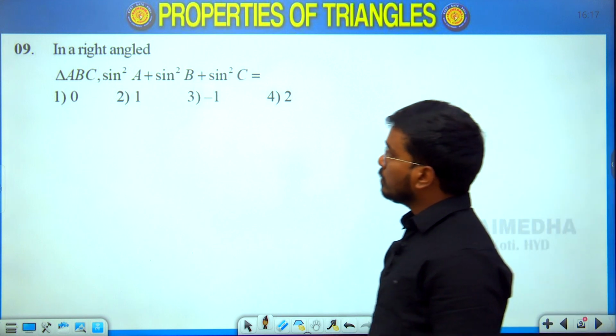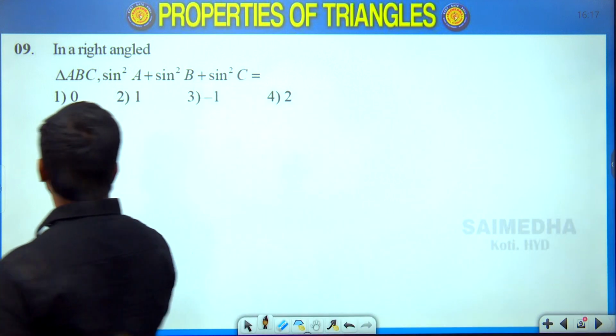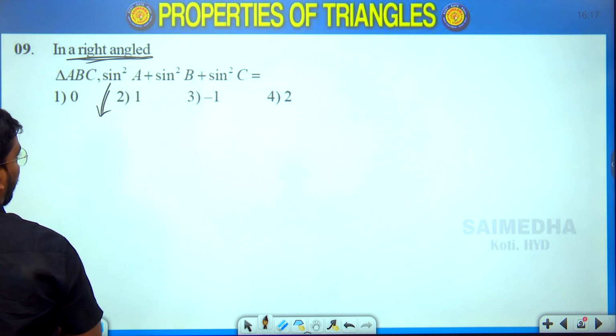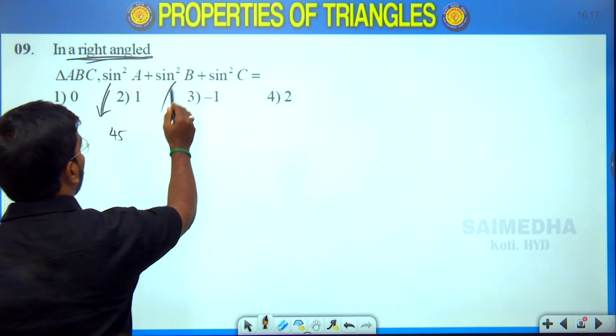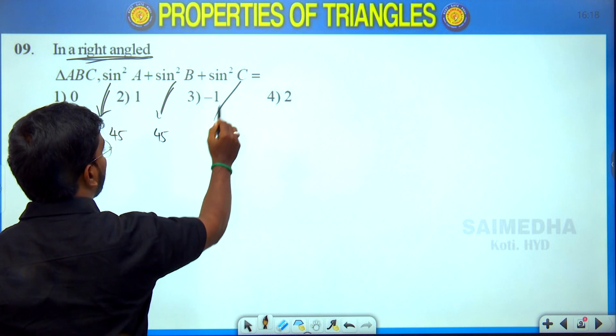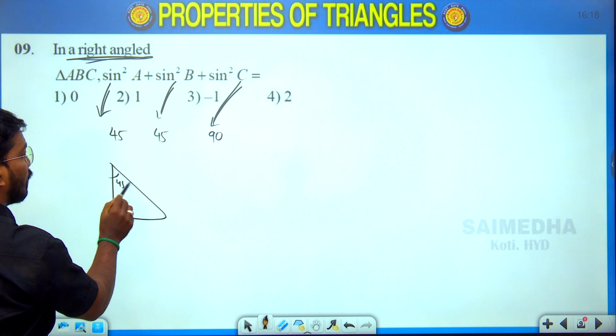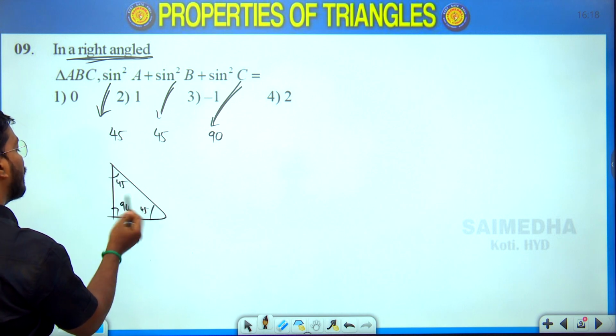sin square A plus sin square B plus sin square C equals dash in a right angled triangle. The question itself mentions a right angled triangle. I will be taking this one as 45, this one as 45, and this angle as 90, because 45 plus 45 plus 90. This is 45, this is 45, this one is 90. This is a right angle triangle.